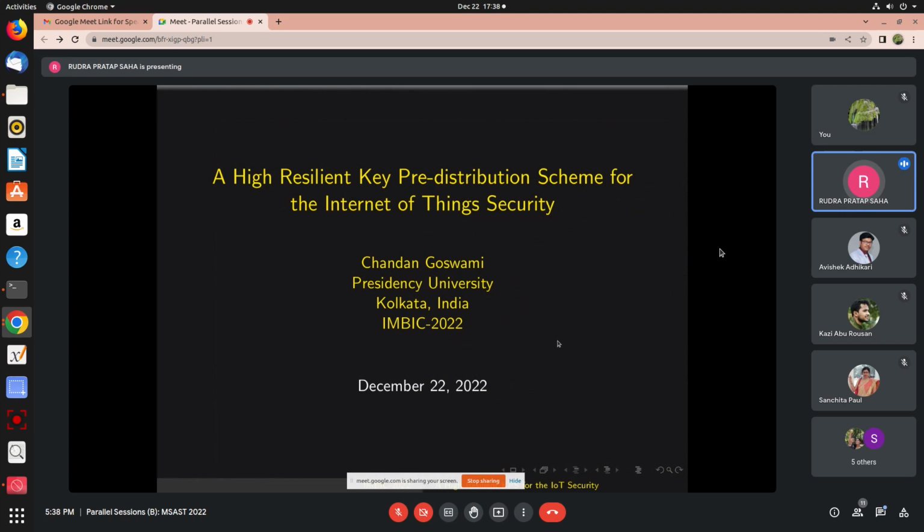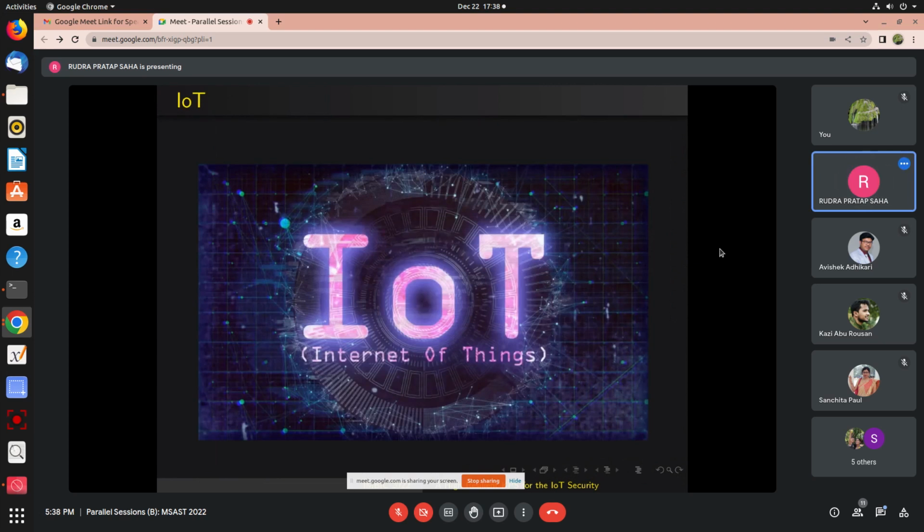I am Chandan Goswami, research scholar, Presidency University, and now I start my presentation. The title of my presentation is A Highly Resilient Key Distribution Scheme for Internet of Things Security. So the first question is, what is the Internet of Things? Basically, we all know about that. Its short form is IoT. IoT means things with internet, that is, a collective network of devices connected via internet, wirelessly or wired.